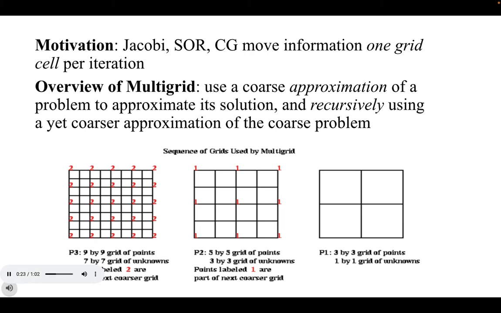The basic idea is to use a coarse approximation of a problem to approximate its solution, recursively using a yet coarser approximation of the coarse problem. For example, consider an n by n grid. First, the algorithm obtains an initial solution for an n by n grid by using an n over 2 by n over 2 grid as an approximation, taking every other grid point from the n by n grid. The coarser n over 2 by n over 2 grid is in turn approximated by an n over 4 by n over 4 grid, and so on recursively. The recursion can help get the complexity down asymptotically.